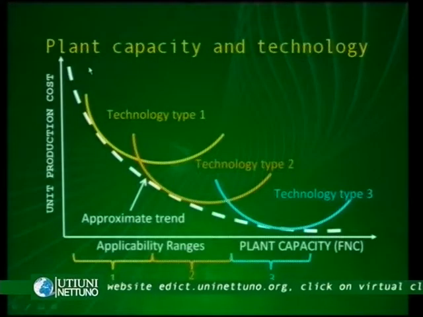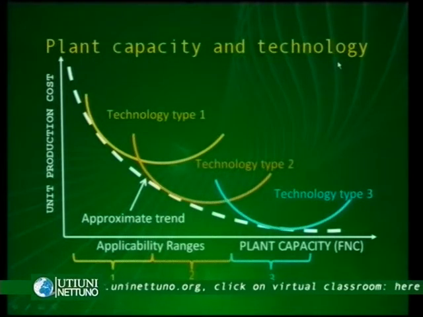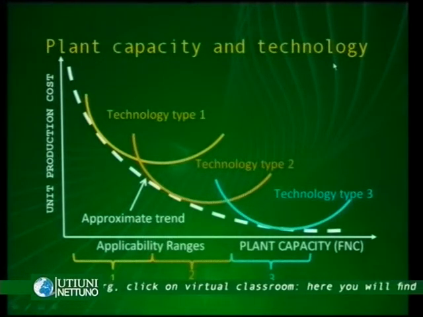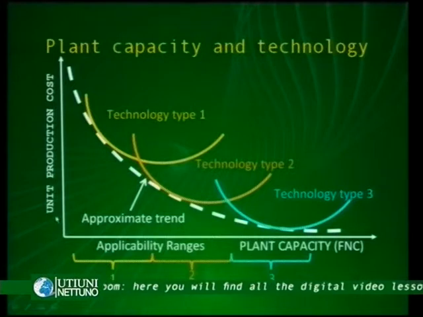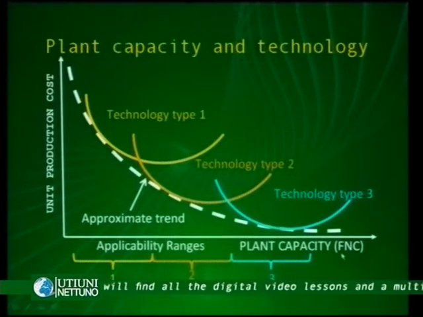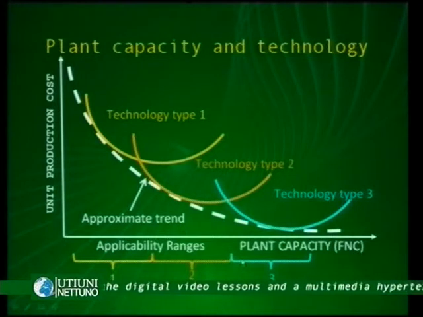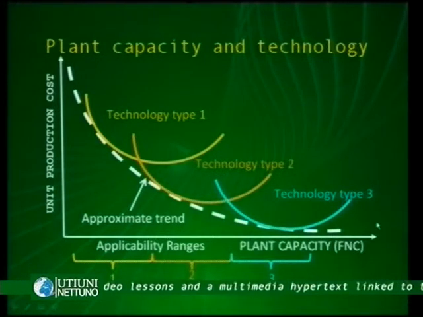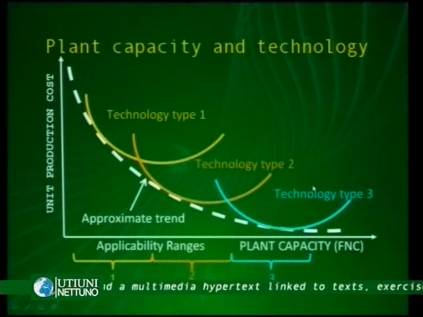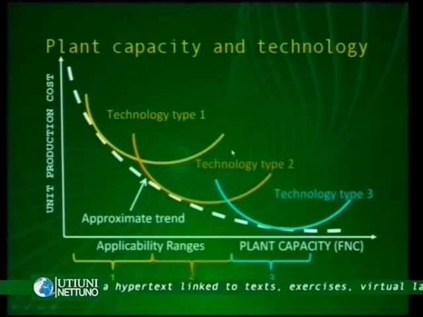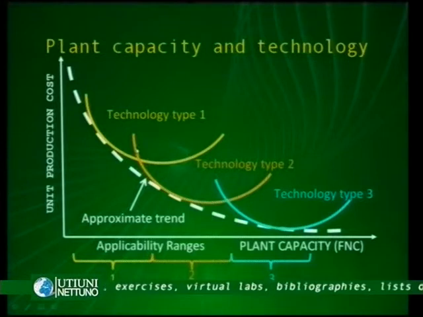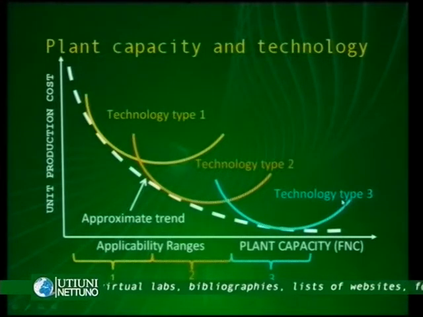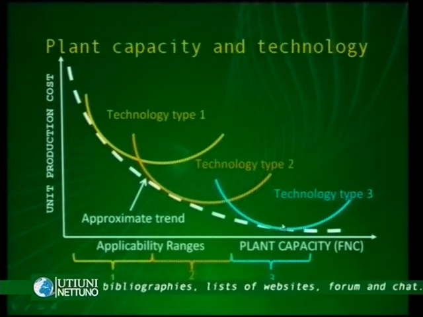Another important element is the relation between the plant capacity and technology. So the idea is that considering always the same axes, unit production cost on the vertical one and plant capacity in terms of feasible normal capacity on the horizontal one, we have three types of technology in this example. Technology type 1, technology type 2, technology type 3. Now, this is the shape of the single curves related to specific plants embedding different technologies.